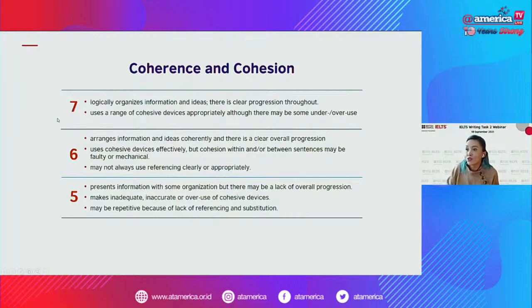So what should you do if you want to get a band 7? Have a look. Widen your range of cohesive devices and make sure you logically organize your information and ideas. Make sure they progress. DS, SS, DS. Very important.